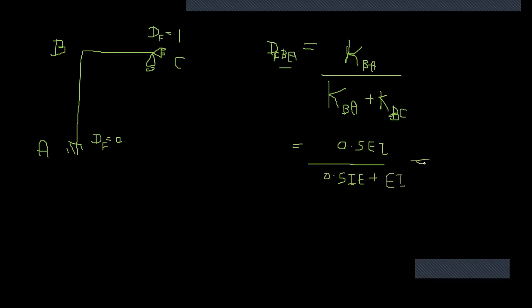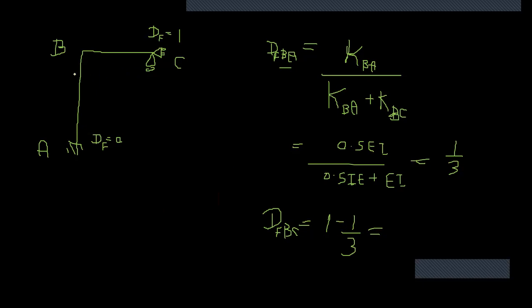So it's going to be how much? 1/3, right? So that means 1/3, around 33% will be taken by BA, and the remaining 66% will be taken by BC. This is because at a joint, the summation of distribution factors equals 1.